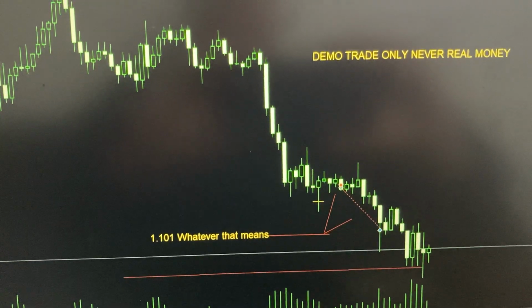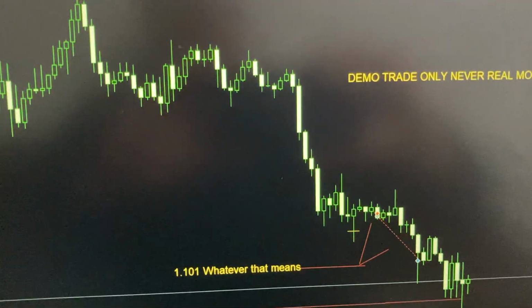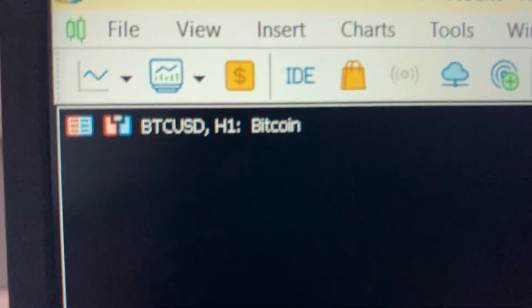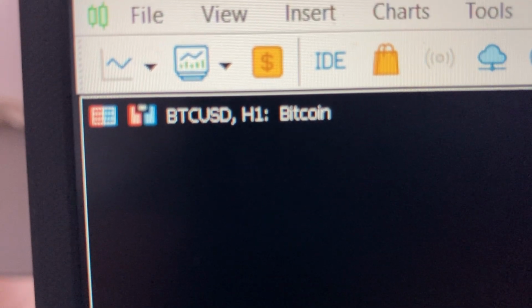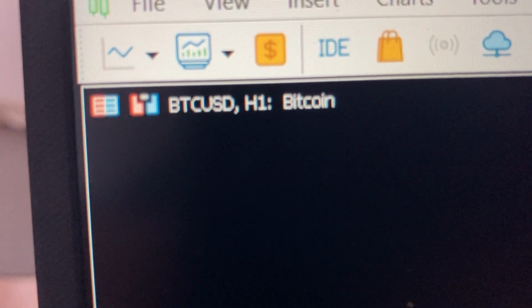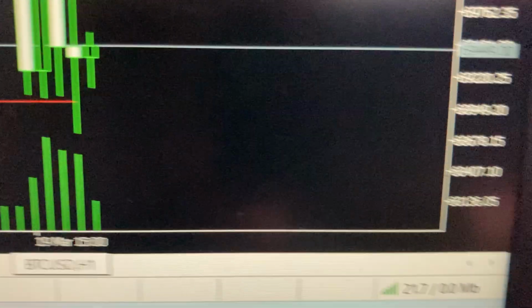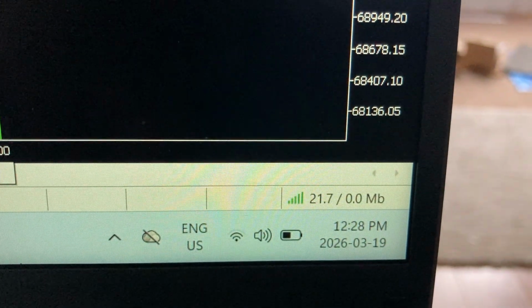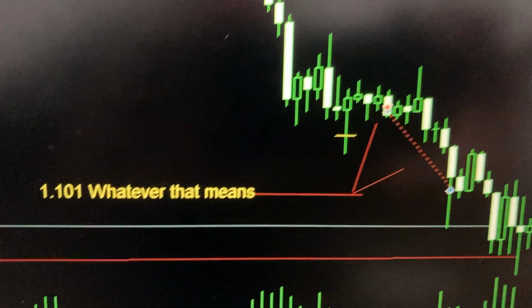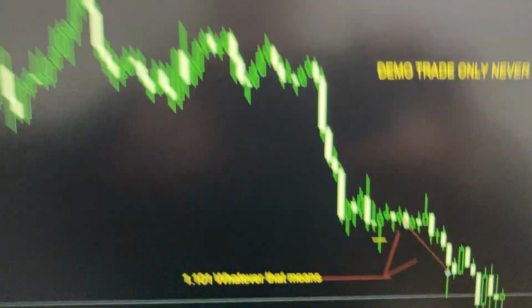Hi everyone. So I took on Bitcoin using my method because I was curious to see if it would actually even work on Bitcoin. So whatever that is, BTC USD 1 hour chart. There's the date down there in the bottom right. So, interesting currency.